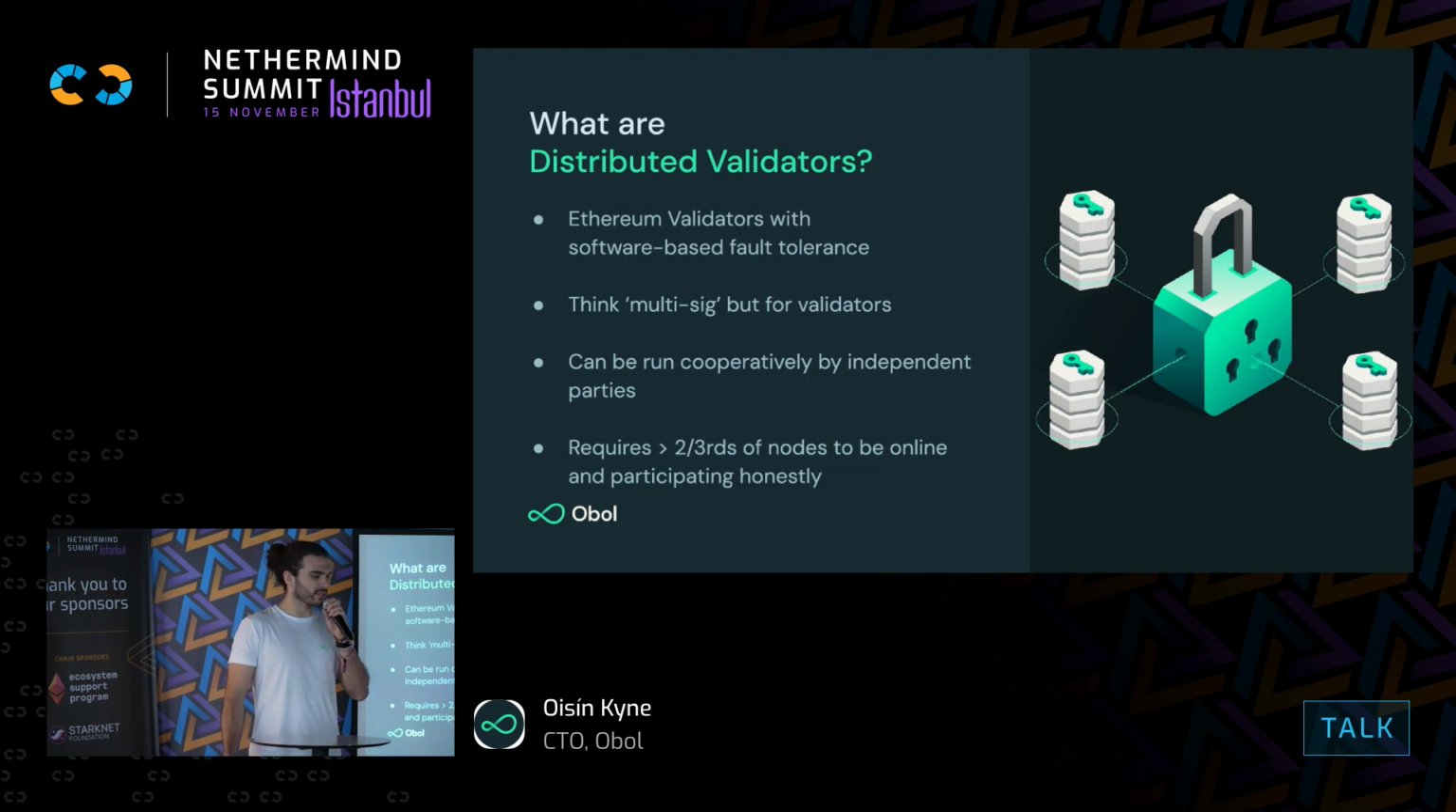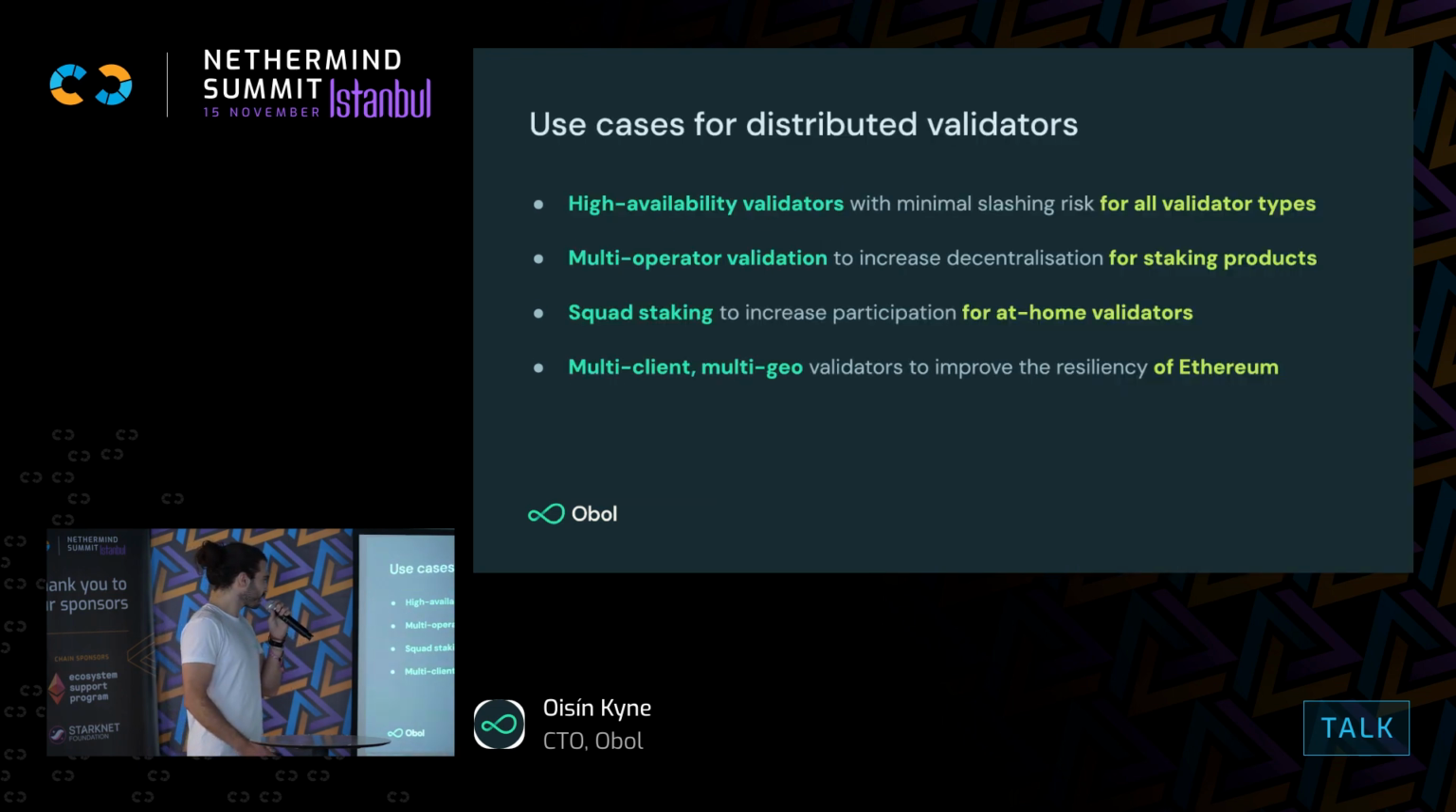So, what is a distributed validator? A distributed validator is an Ethereum validator that runs on more than one machine and it has fault tolerance. You can think of it like a multisig for a validator. One of the most important things about a distributed validator is the fact that not one entity needs to run all of the pieces. You can actually have different groups running the validator. This is a step up in trust minimization, particularly in a world where a lot of people are delegating to others to run their nodes.